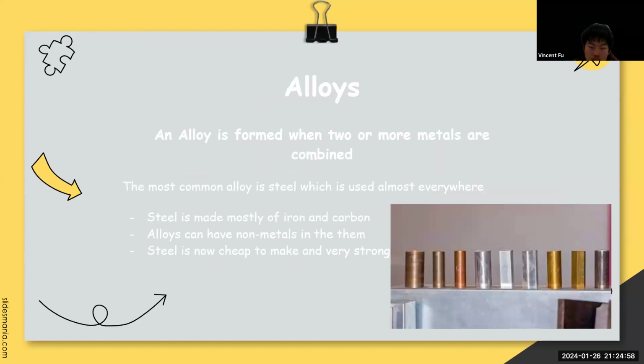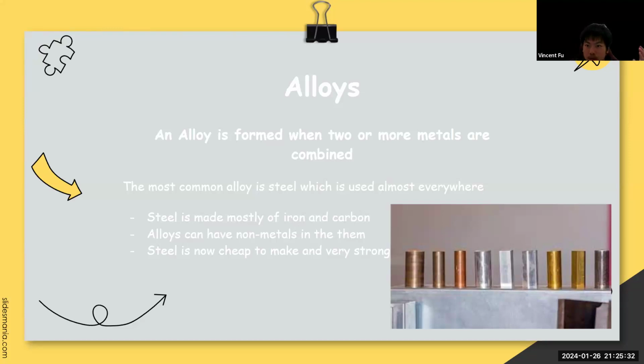Now, alloys can also be made with metals and non-metals, but you generally have to have at least two or more metals there. One famous example of alloys is steel. Steel has been used pretty much everywhere since the middle 1800s, when the Bessemer process was made and steel was able to be cheaply made.